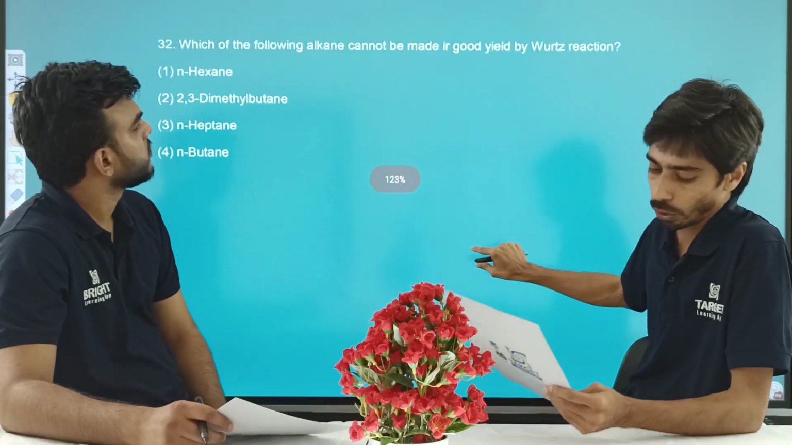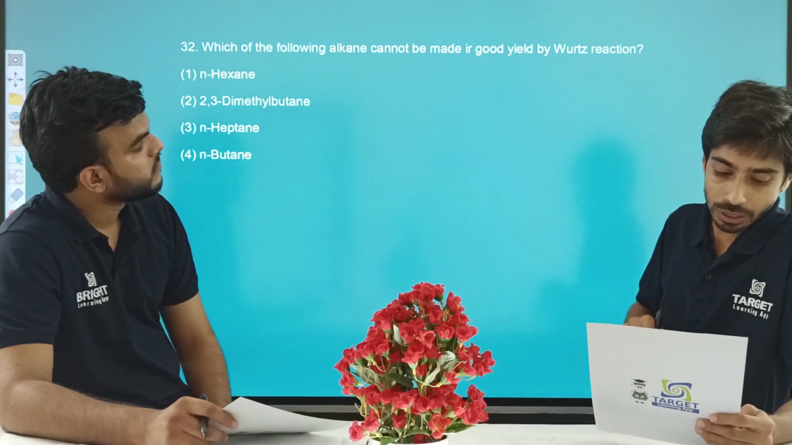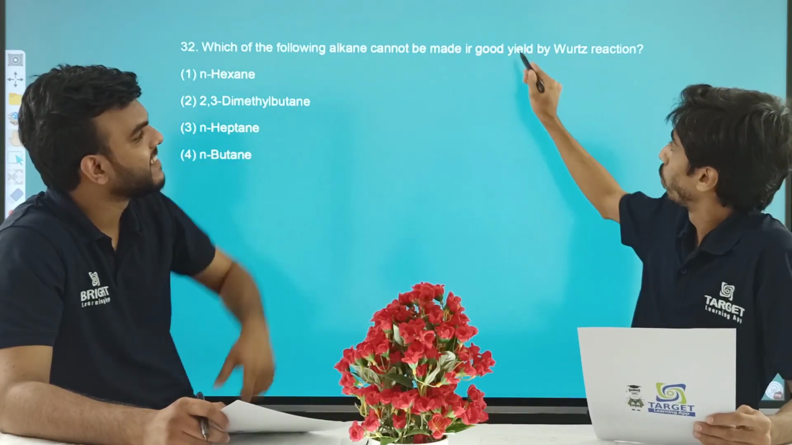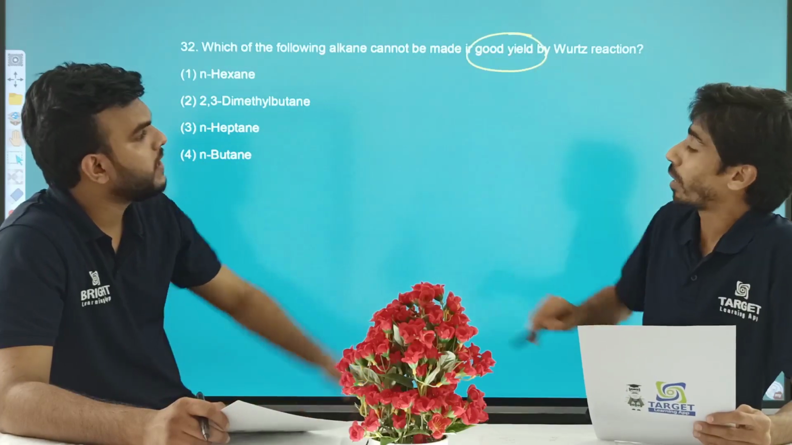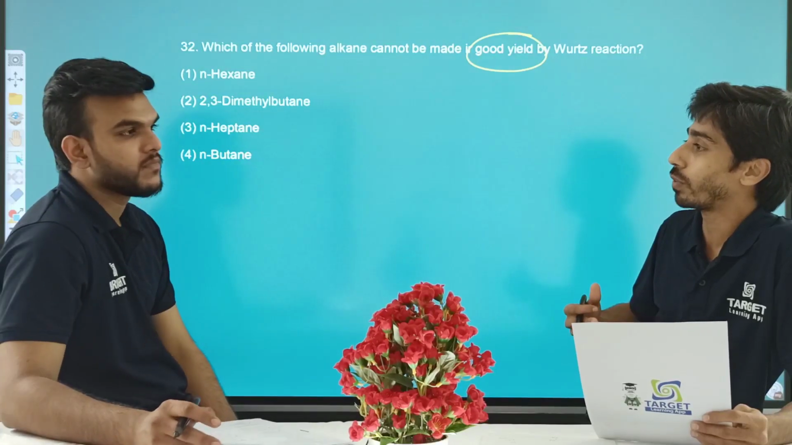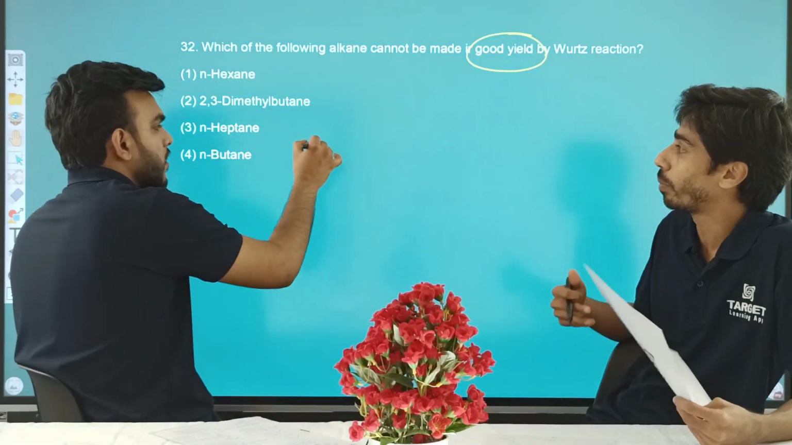Now, which of the following alkanes cannot be obtained in good yield by Wurtz reaction? Actually, it says good yield, and that is important, and it is also Wurtz reaction. Everything will be produced, but we need to know which product will be in good yield.